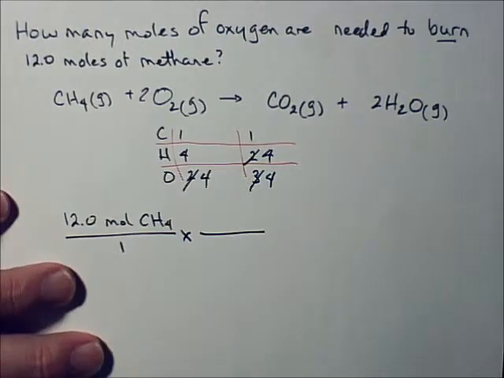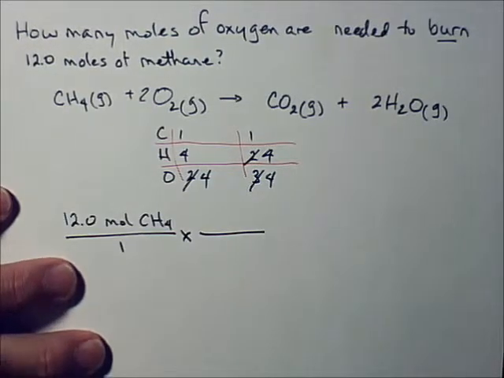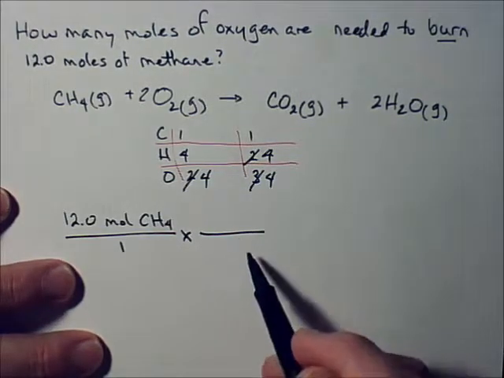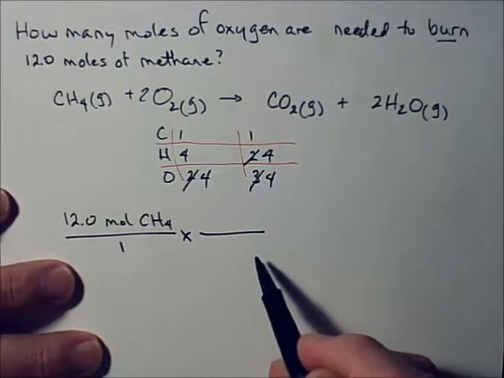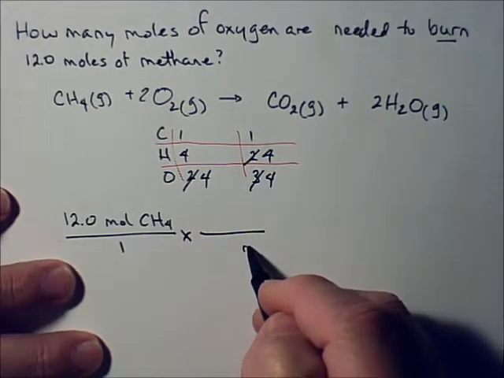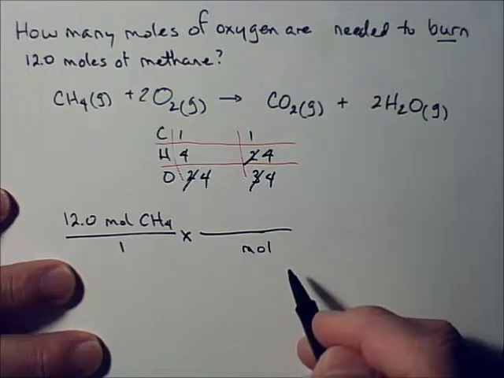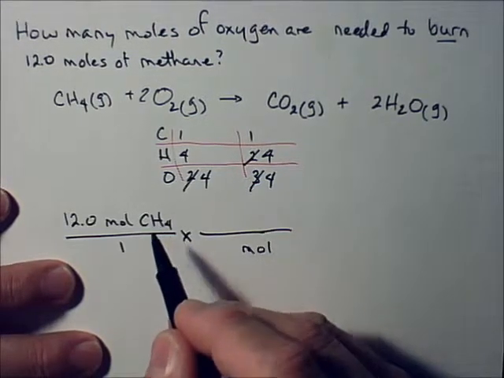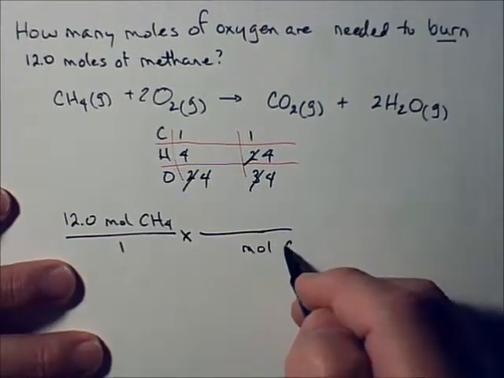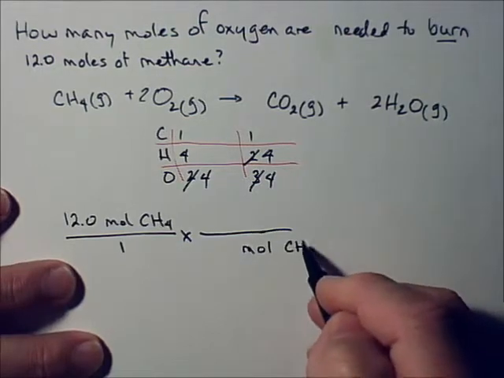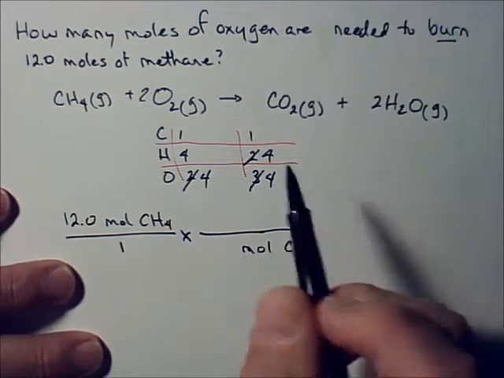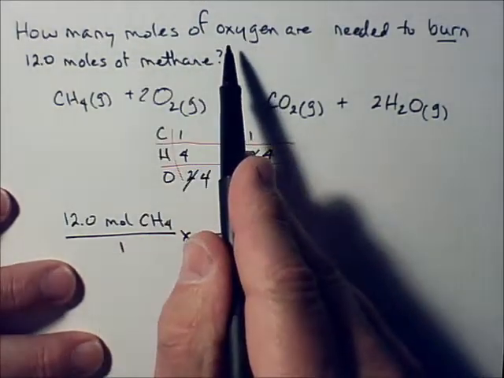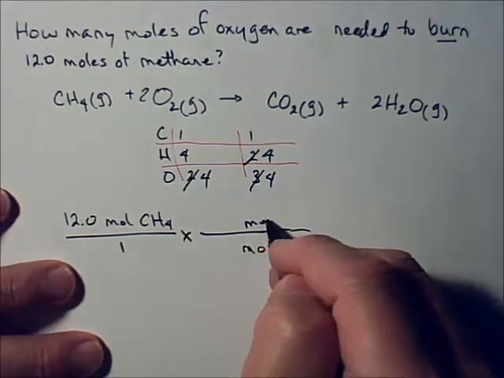But here's how you build a molar ratio. It's a ratio of moles. That doesn't sound hard, does it? Okay, good. What do I want on the bottom? Moles of what? I'm starting with CH4. I want CH4 on the bottom. Since I'm trying to find moles of oxygen, I want moles of oxygen on the top.